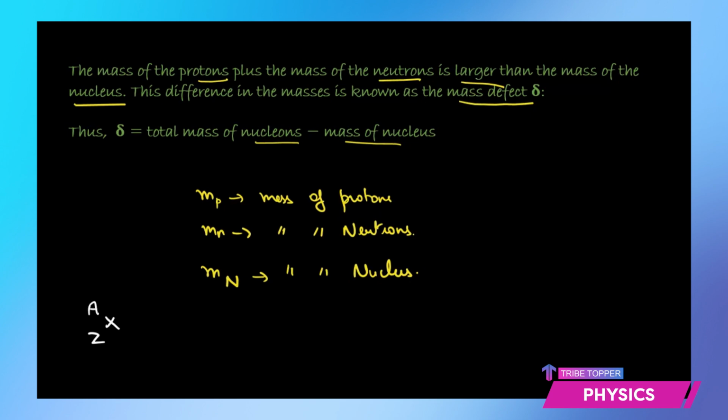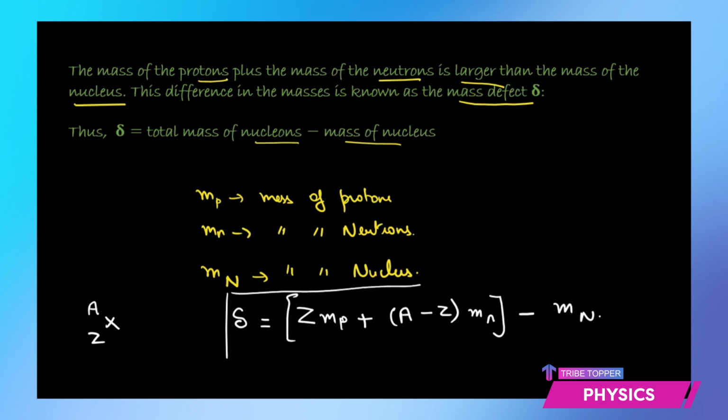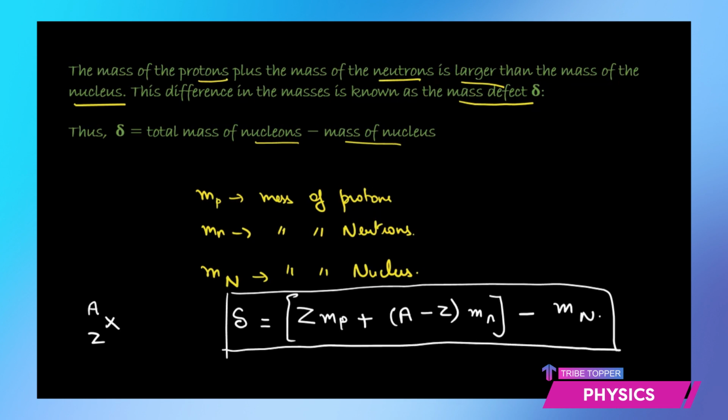So what is going to be the mass defect delta? That will be the total mass of the protons, that is Z times mp, plus the mass of neutrons, where the number of neutrons is A minus Z, times mn. That is the total mass of the protons and neutrons together minus the mass of the nucleus. This is how you denote the mass defect. So if you know the number of neutrons and protons, you can find out the mass defect.